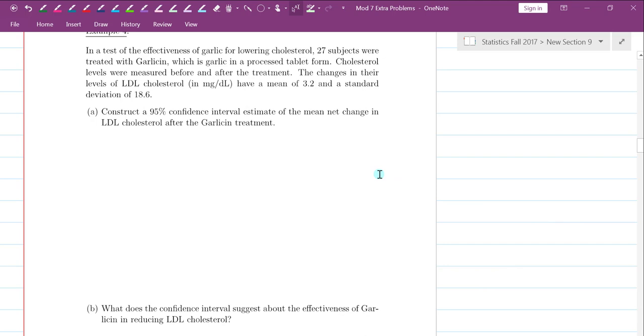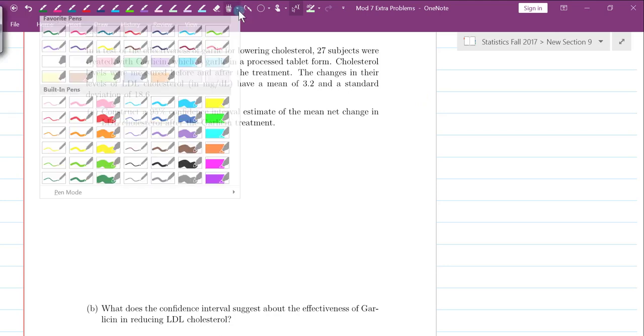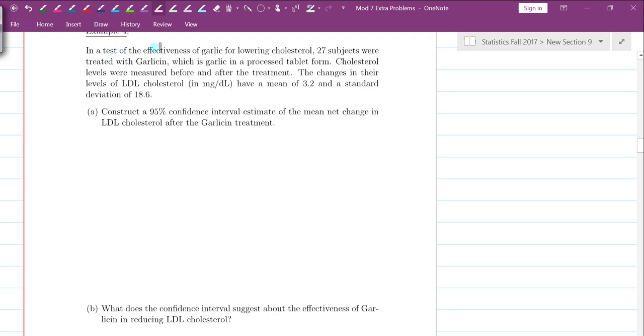Okay, so when we look at this particular problem, you're going to notice that it does not give us a population standard deviation. It gives us just a standard deviation of the study, the 27 subjects. So let me grab my stylus, which I put over here. And let's highlight our important information. So in a test of effectiveness of garlic, 27 subjects were treated. We have a mean of 3.2 and a standard deviation of 18.6. Construct a 95% confidence interval.